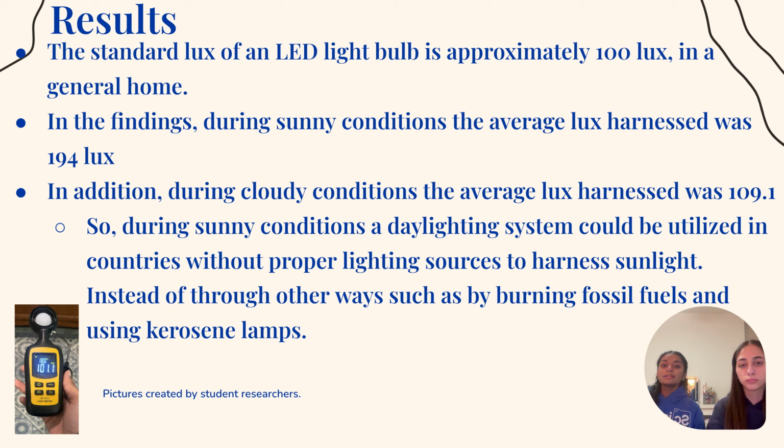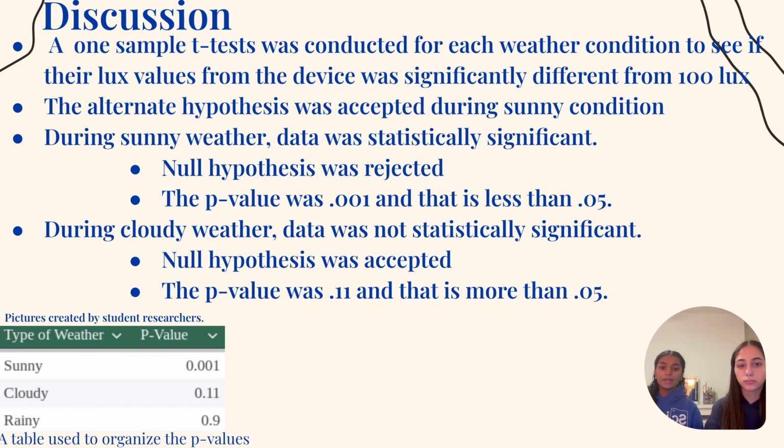So during sunny conditions, a daylighting system could be utilized in countries without proper lighting sources to harness sunlight, instead of using other methods such as burning fossil fuels and kerosene lamps. In addition, we could also use cloudy conditions as a way to channel sunlight, as it generates the same amount of light as a standard light bulb.